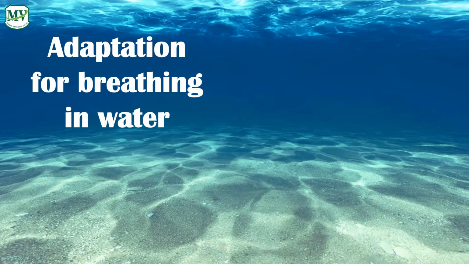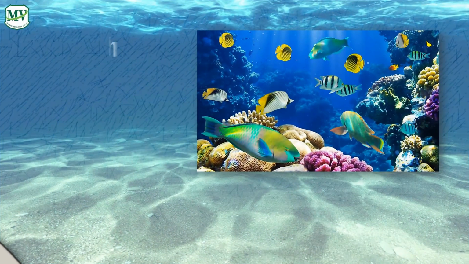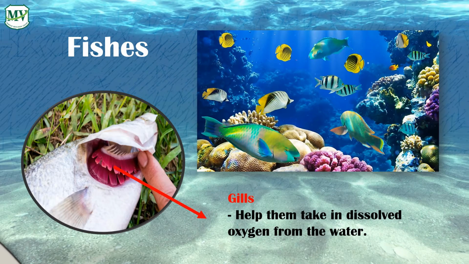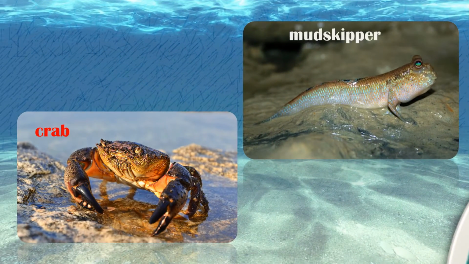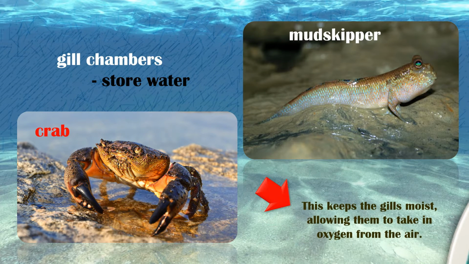Adaptation for breathing in water. Animals need oxygen to stay alive. Animals that live in water can get dissolved oxygen in water or oxygen above the water. Fishes have gills that help them take in dissolved oxygen from the water. Crab and mud skipper have gill chambers that store water. This keeps the gills moist, allowing them to take in oxygen from the air.